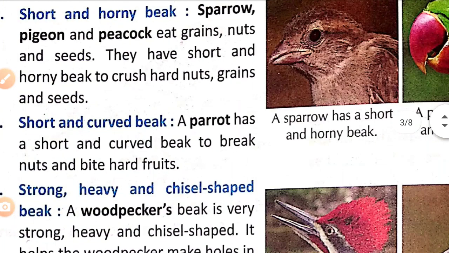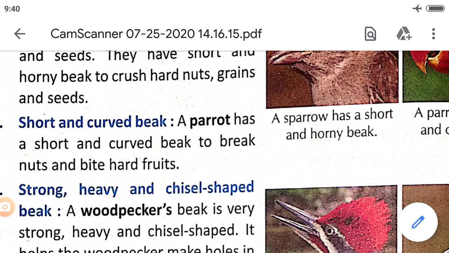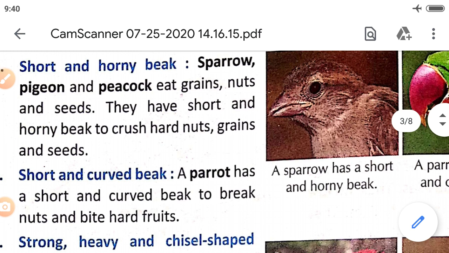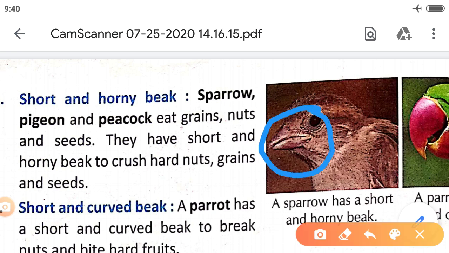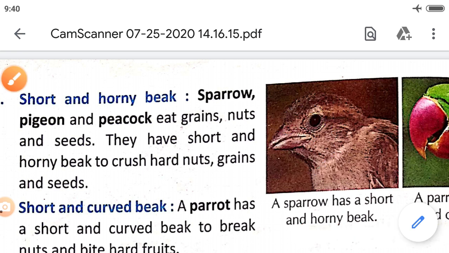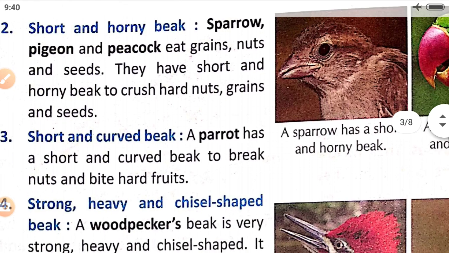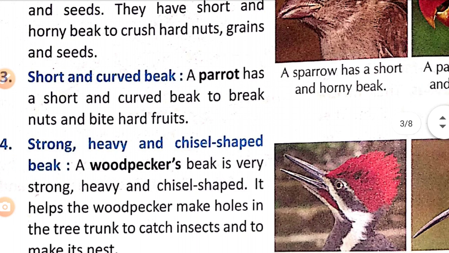Sparrow, pigeon and peacock eat grains and nuts. So they have a short and horny beak to crush hard nuts, grains and seeds. See, it is the sparrow, with a short and horny beak.